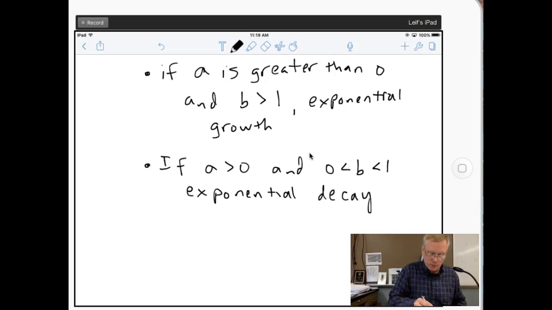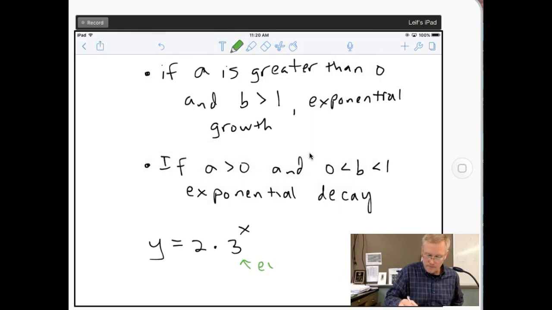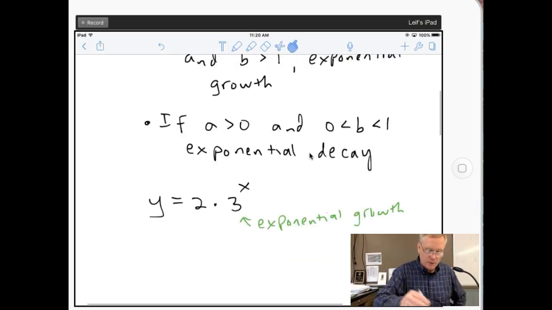But if I gave you, for example, an equation where it was y equals 2 times 3 to the x, and I asked you whether it's exponential growth or decay, you would look at it and say, gee, 3 is greater than 1, therefore it's exponential growth. And if it was between 0 and 1, it would obviously be exponential decay.